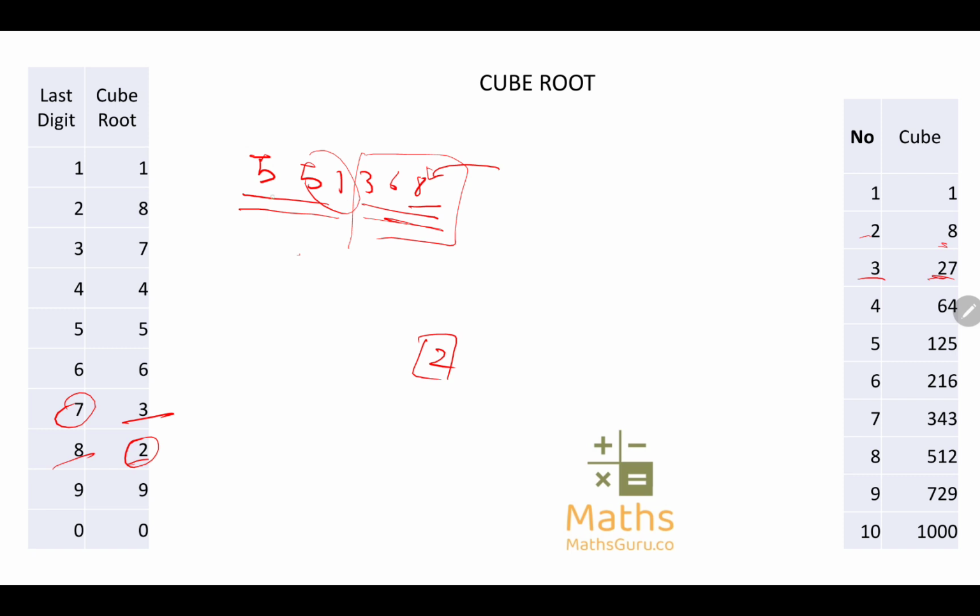If it's 551, we find the nearest lowest number from this table. The nearest number is 8, so the cube root is 82. Similarly, if a number has an absolute cube root, we can find it using this mechanism. So let's take a few examples on that.